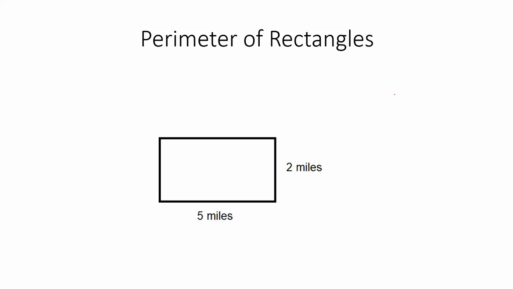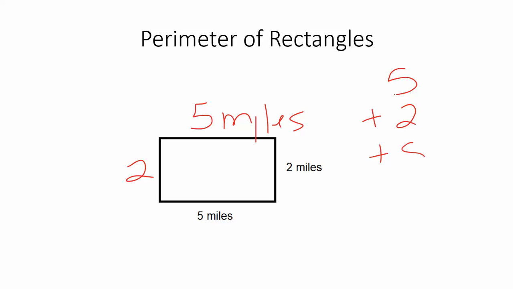Using the same shape, let's find the perimeter. In a rectangle, the opposite sides are the same. So that means since I know the bottom is 5 miles, the top is also 5 miles. We are given that the right side is 2 miles. That means the left side is 2 miles. Now for perimeter, we add up all of the sides. 5 plus 2 plus 5 plus 2.